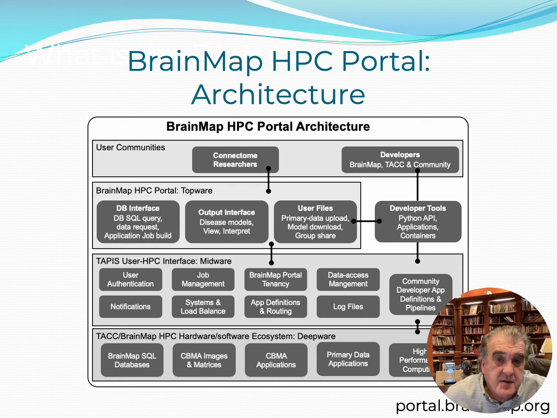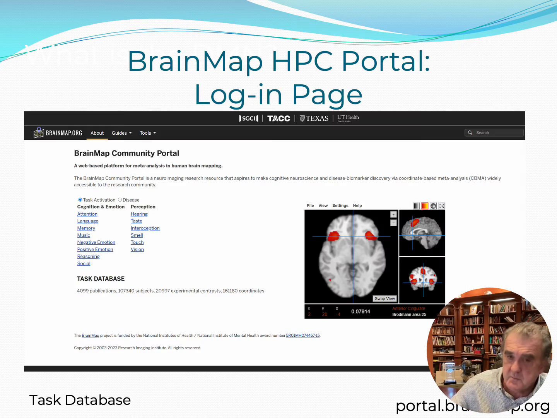The portal architecture is illustrated here. This three-tiered design of topware, middleware, and deepware has been honed by the Texas Advanced Computing Center over several years and is very robust and user-friendly. It provides resources for both the non-developer, shown here, the researcher, and for developers who can make new tools and get direct access into lower levels in the system. The starting point for access is portal.brainmap.org.